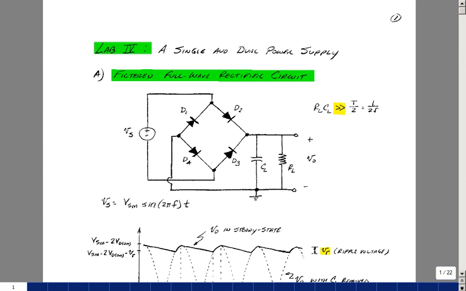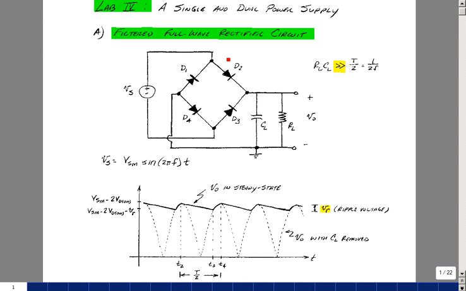In lab number 4, we're going to build a single and a dual power supply. What's shown below is a bridge rectifier with a capacitive filter added onto it. Suppose that this input is a sine wave and has a maximum value of V sub Sm.